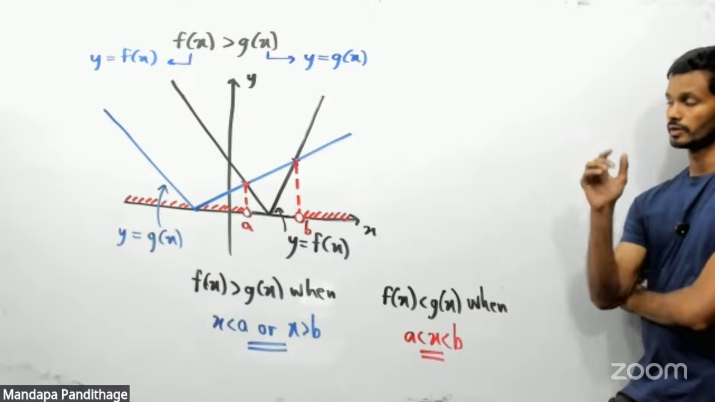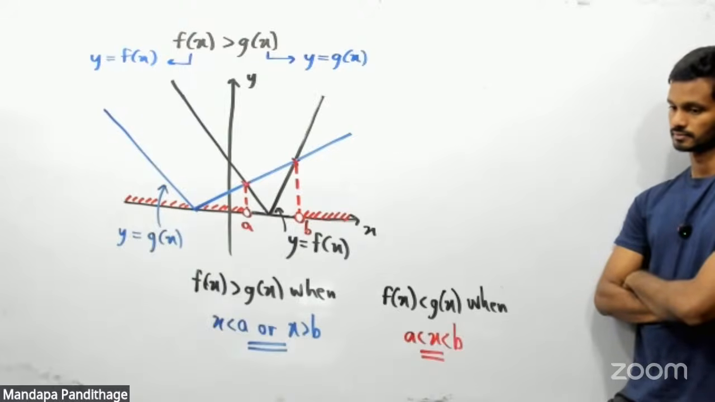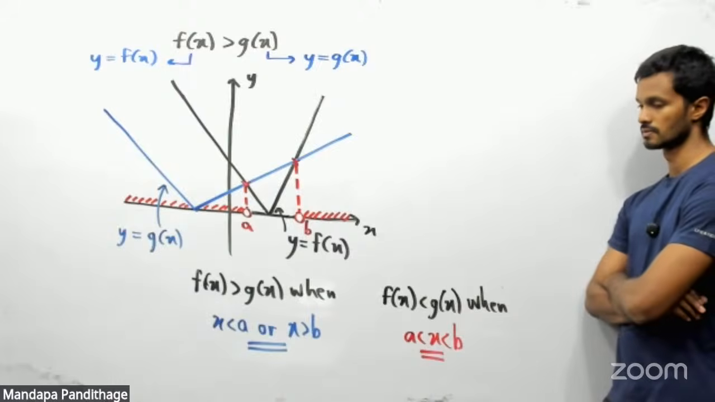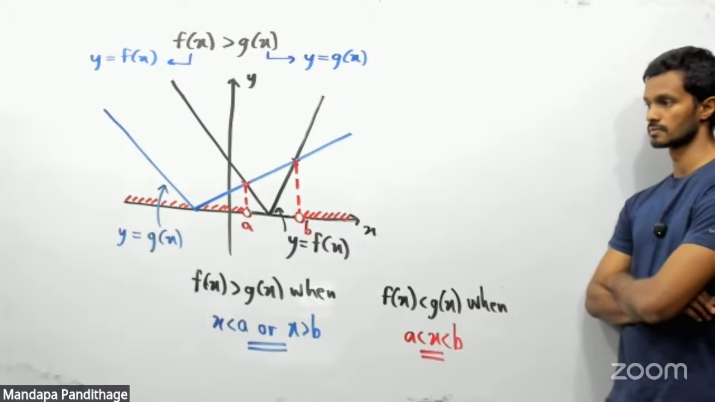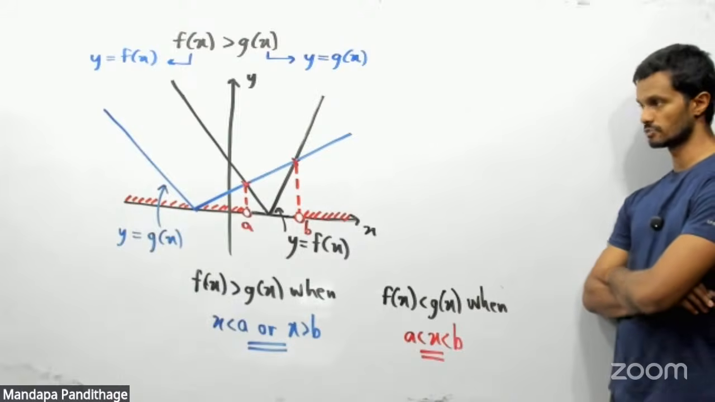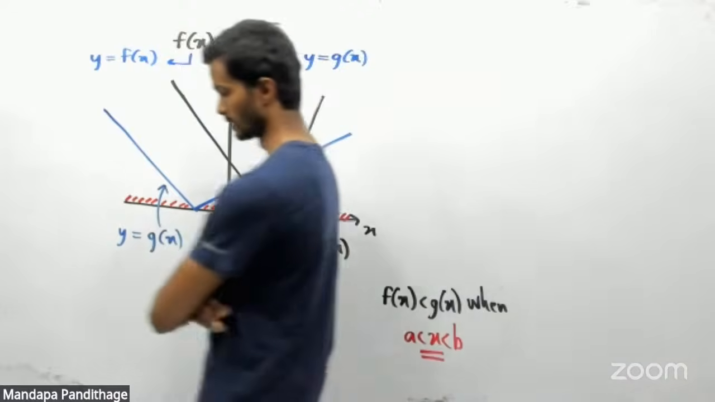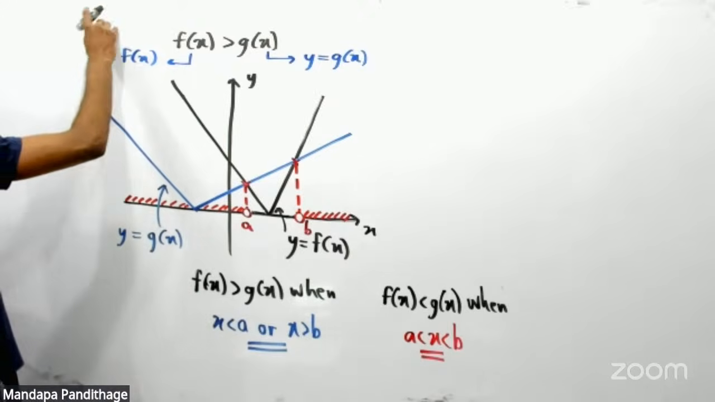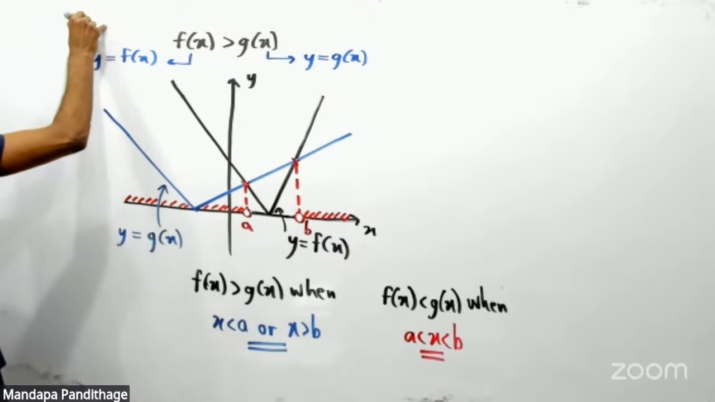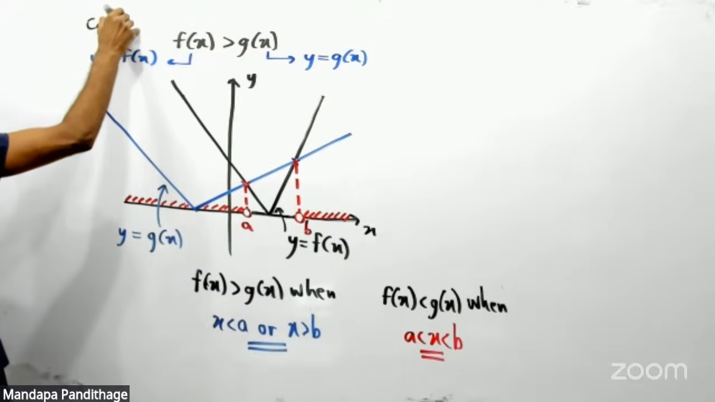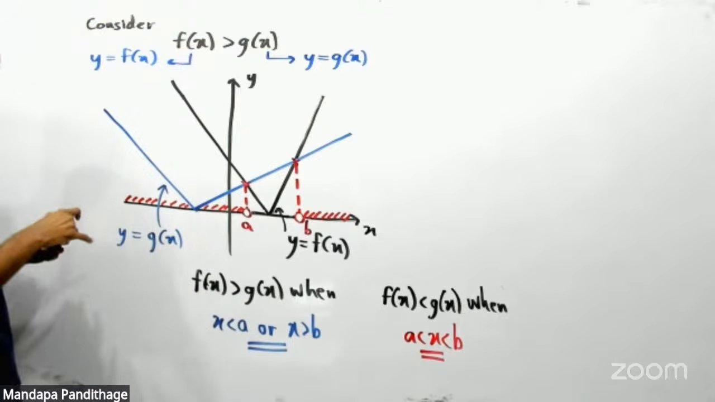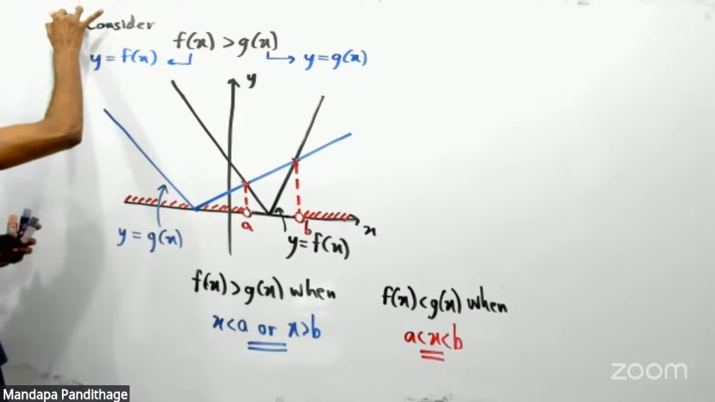Then point number 3: write the range of x satisfying the given inequality. Okay, then write in this way.